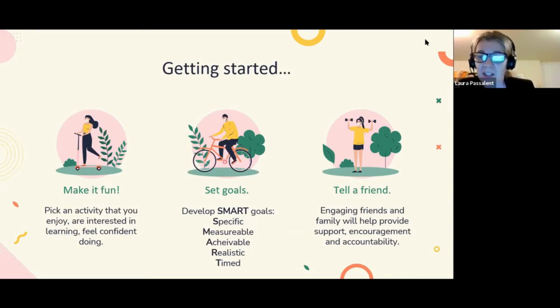And again, as mentioned and found from the research that I just presented, having that social support network is really going to be important. Engage your friends and family. They're going to provide encouragement, but they're also going to provide accountability. If you tell someone, they're going to ask you, hey, did you do your swim? Did you do your walk? So it really does help to have somebody to share in that journey with you.